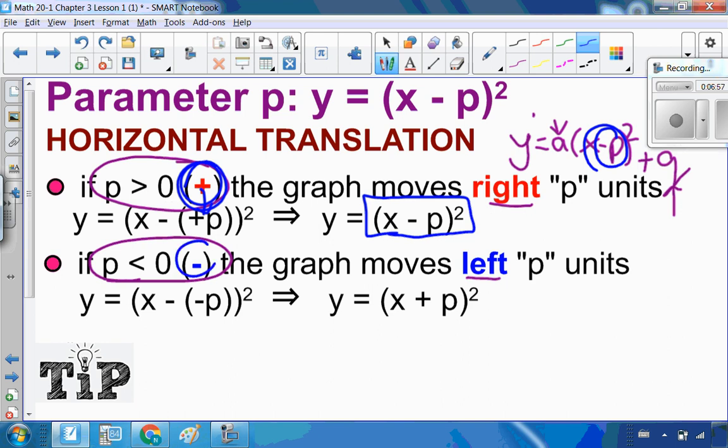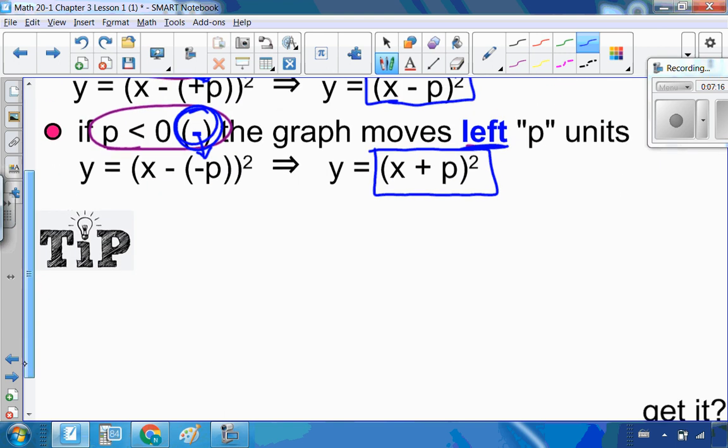If p is a negative value, we know that the graph moves to the left, but look what happens when we put a negative in here. If I subtract a negative, it becomes a positive. So it appears a little bit counterintuitive to what we think, and I assure you that is because the base function is x minus p.